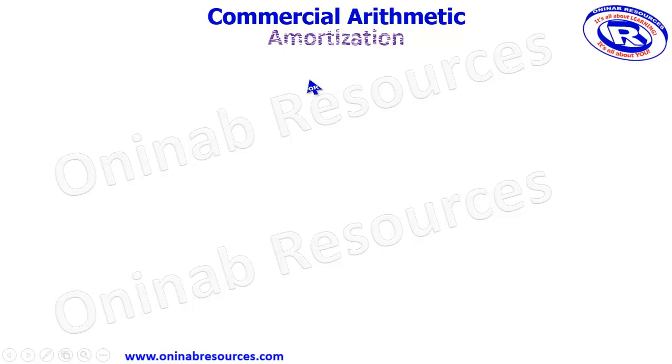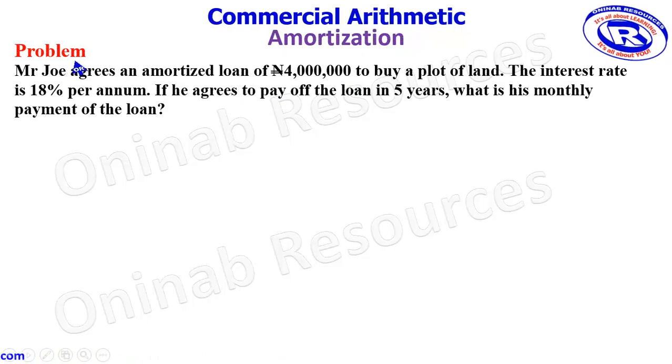In this tutorial, we'll be looking at amortization. We have a problem here to solve. Mr. Joe agrees an amortized loan of 4 million naira to buy a plot of land. The interest rate is 18% per annum. If he agrees to pay off the loan in 5 years, what is his monthly payment of the loan?